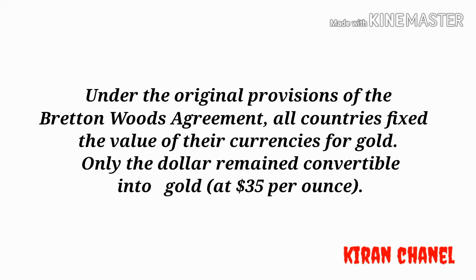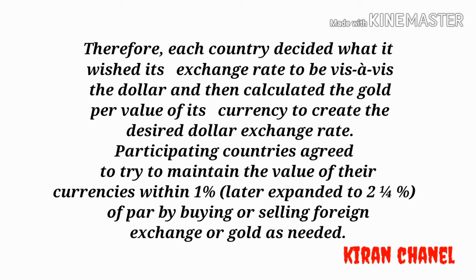Under the original provision of the Bretton Woods Agreement, all countries fixed the value of their currencies to gold. Only the dollar remained convertible into gold, at $35 an ounce. Therefore, each country decided what it wished its exchange rate to be vis-a-vis the dollar and then calculated the gold par value of its currency to create the desired dollar exchange rate. Participating countries agreed to try to maintain the value of their currencies within 1%.